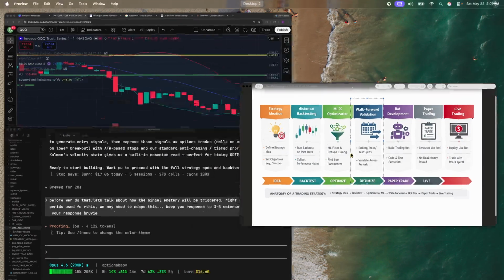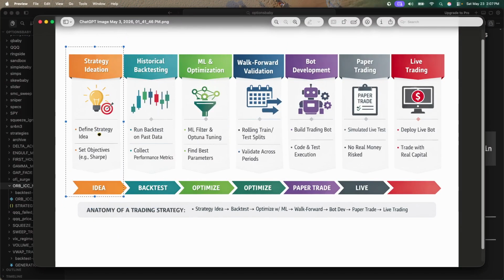All right, right now we are in our ideation, right? We're being able to create an idea. We're being able to define the strategy ideas, right? Then we're going to go to backtest.